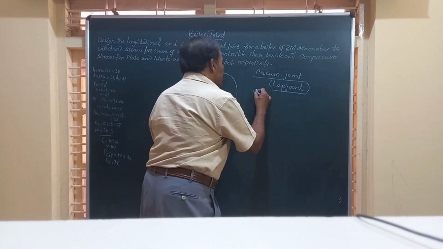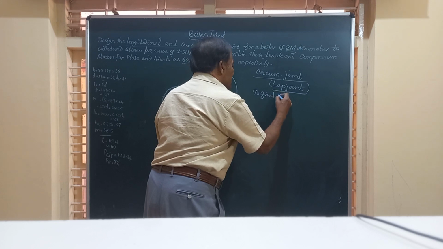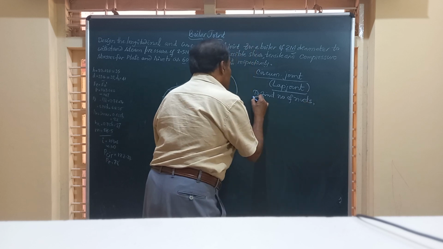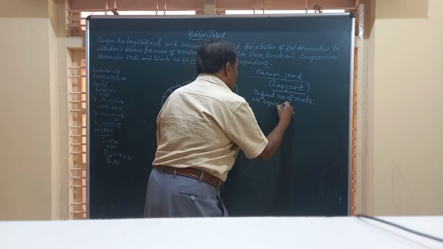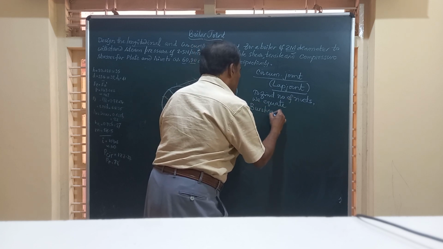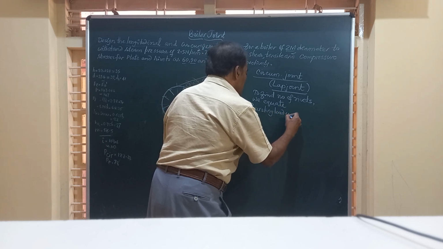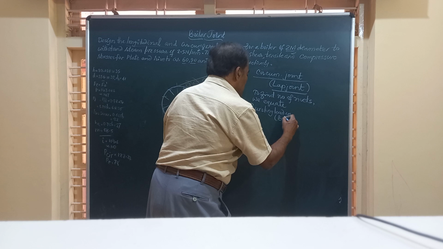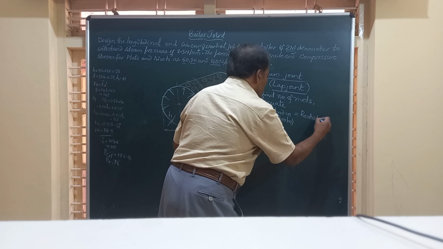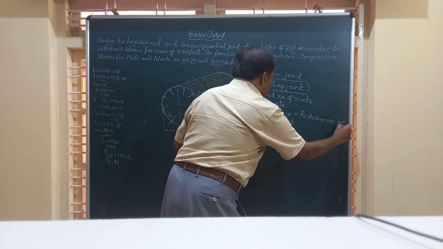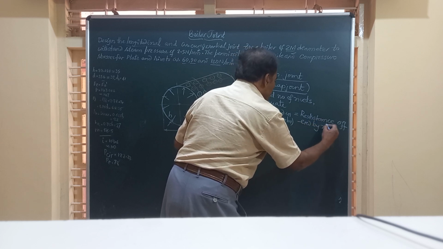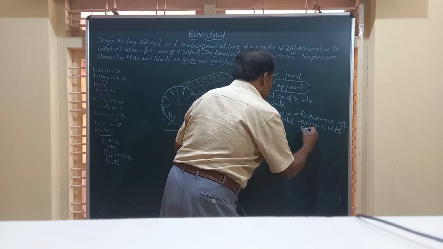So to find the number of rivets, we equate the bursting load in boiler to the resistance offered by rivets for shearing.